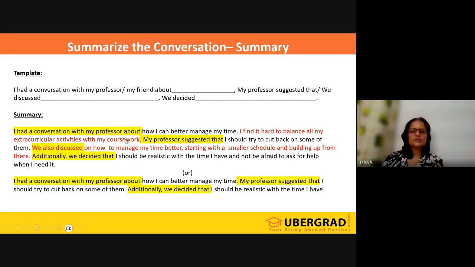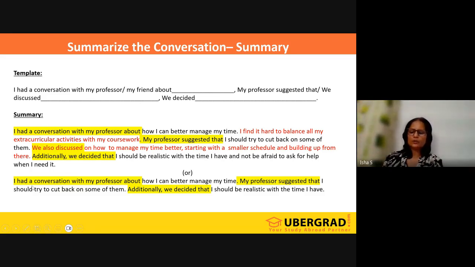So, I had a conversation with my professor about how I can better manage my time. I find it hard to balance all my extracurricular activities with my coursework. Here he has not mentioned all the activities he is tied up with. My professor suggested that I should try to cut back on some of them. We also discussed how to manage my time better, starting with a smaller schedule and building up from there. Here we have moved directly to the suggestion, the advice he has given. Additionally, we decided that I should be realistic with the time I have and not be afraid to ask for help when I need it.